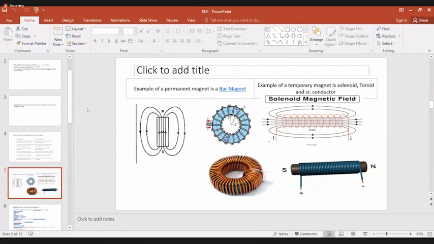These are the examples of the electromagnet. The examples of temporary magnet or electromagnet are solenoid, toroid, and straight conductor. See, this is a diagram of solenoid. This is a diagram of toroid. These two diagrams are toroid. Here is one iron ring, and on the iron ring, you have wound the coil over here. And then you are sending the current in the coil.